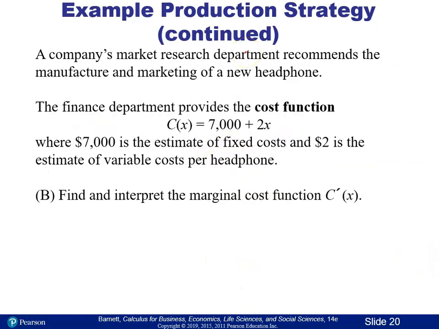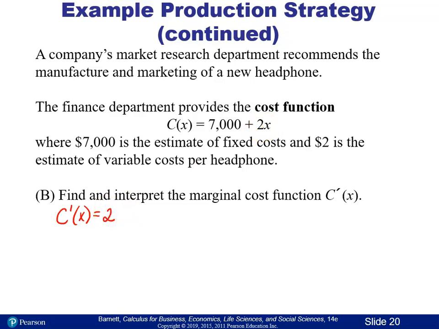Okay, so continuing with this same problem that we started, we're also given from the finance department the cost function. So the cost function is 7,000 plus 2x. So 7,000 would represent our fixed cost, and the 2x is representing the variable cost per headphone. So we want to find and interpret the marginal cost function. So marginal cost, marginal means derivative. We're going to take the derivative of the cost function. So if I take the derivative of 7,000, that's just 0. And if I take the derivative of 2x, then that's going to be 2.